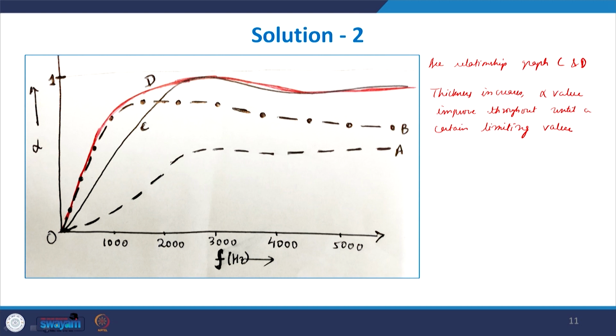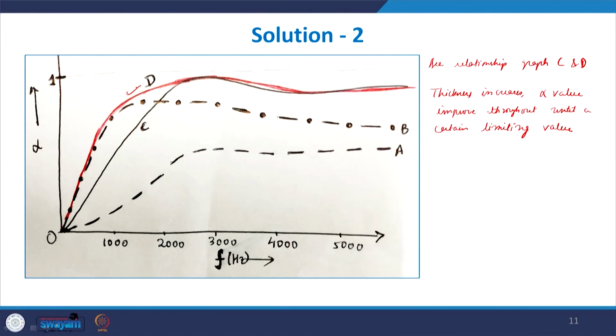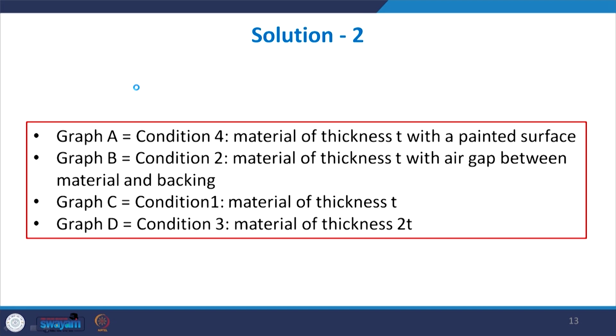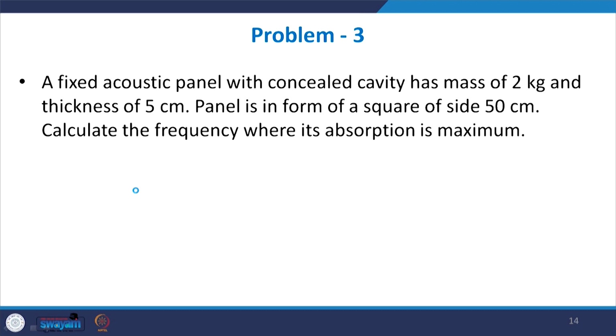Overall, as the thickness increases, more losses happen because the sound waves now have to pass through a greater length. So overall alpha improves, but after a certain limit or a certain high value is attained, then it becomes almost constant, and that is what you can observe in D here. So D becomes this condition. To give you the solutions together, graph A is condition 4, B is 2, C is 1 and D is condition 3.